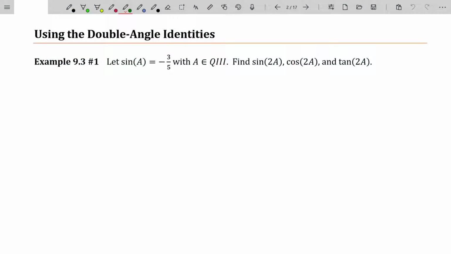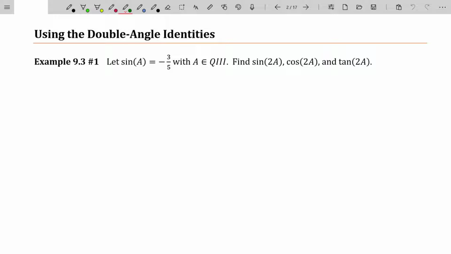Hello, my name is Roy Simpson, professor of mathematics at Cosine River College in Sacramento, California. In this video, we're going to continue our discussion about double angle identities in trigonometry, and we're going to use them to solve simple trig problems here.